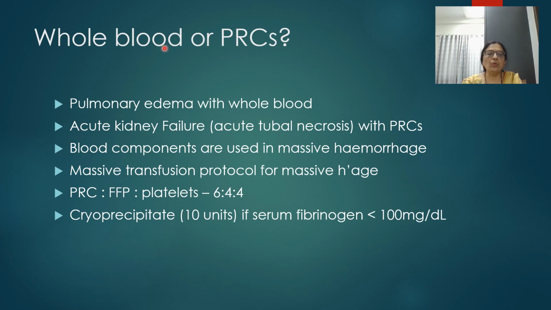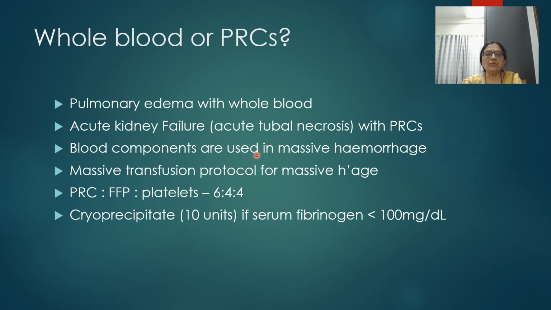Whether we have to give whole blood or PRCs, that is another question. If whole blood is given, there is increased risk of pulmonary edema. Whenever PRCs are given, it is seen that there is increased risk of acute kidney failure. So there is a risk with both. But presently, the current recommendation is that blood components are to be used in massive hemorrhage.